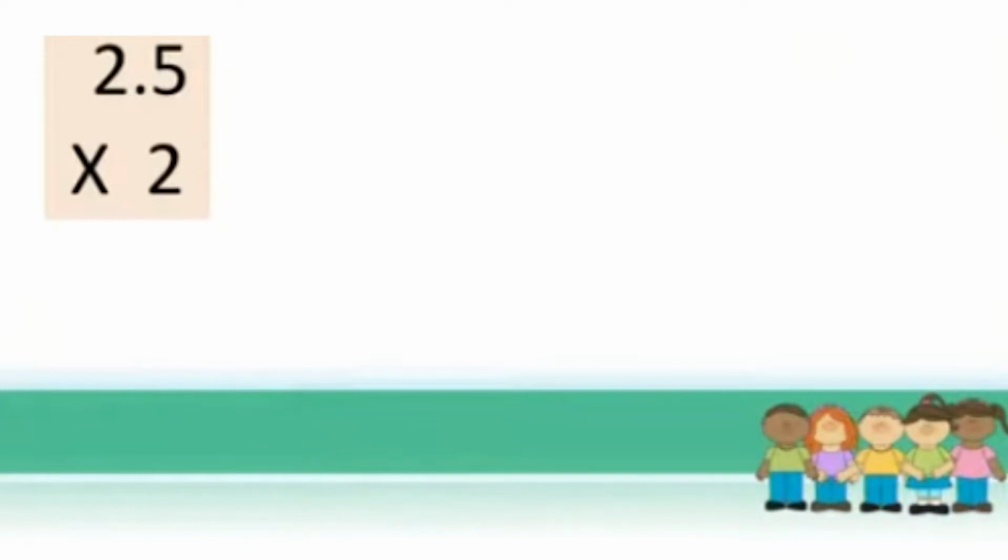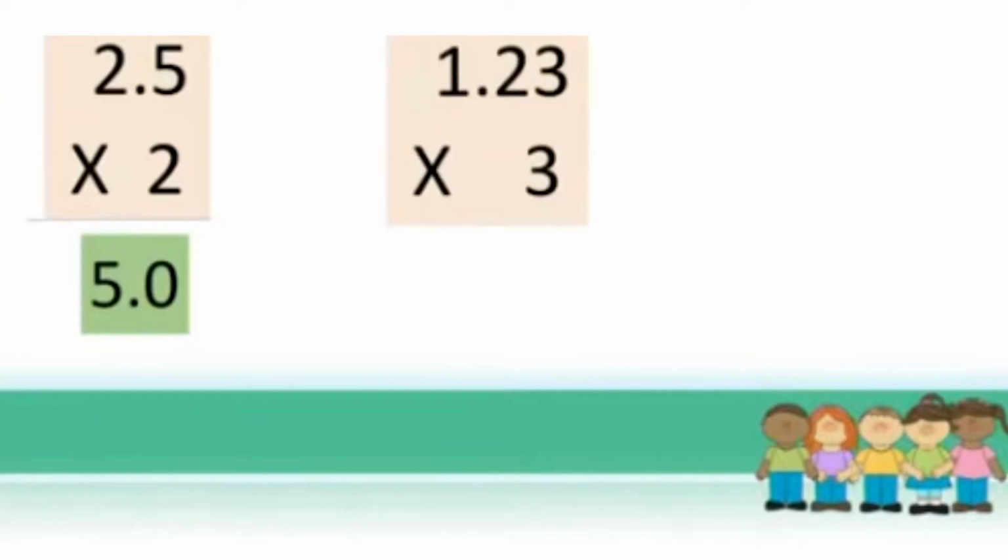The answer is 5. If you got the correct answer, then you are very good. Next, in 1.23 times 3, what is the product? The answer is 3.69. Did you get it? Good job!